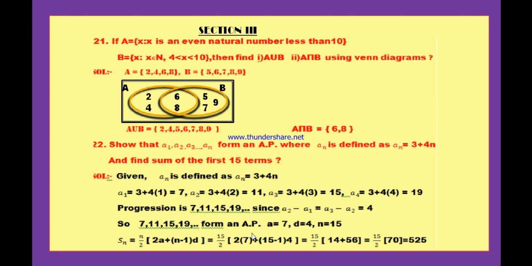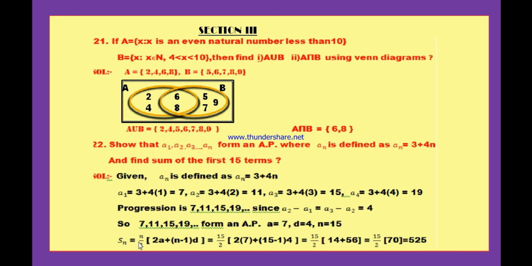are in AP. If they are in AP, then the first term a is equal to 7 and the common difference d is equal to 4, and we have to find the sum of the first 15 terms. Therefore, n is equal to 15. Now consider the formula to find Sn in an AP. Sn is equal to n by 2 into (2a plus (n minus 1) into d).